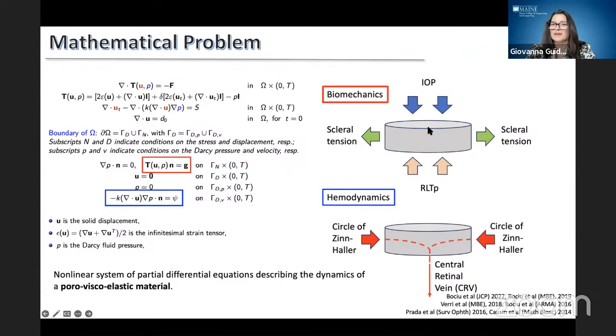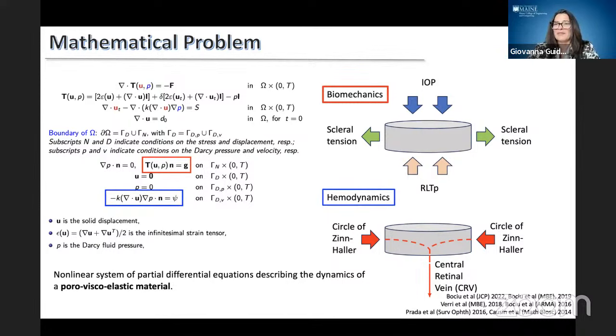So in particular, we have pressures, different kinds of pressures and tensions on the outer boundary, as well as different blood pressures, so arterial and venous side, that are driving the blood flow through the lamina. So it is extremely important that here the boundary conditions that you see listed here are not homogeneous.